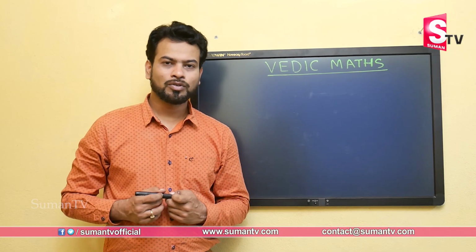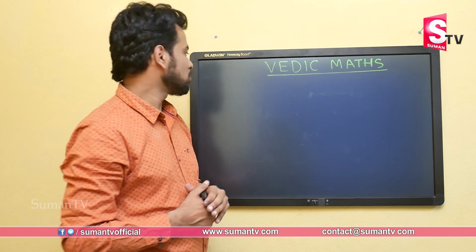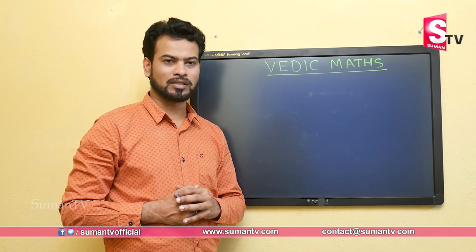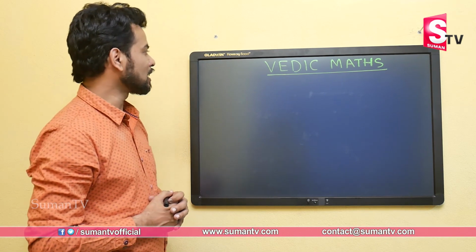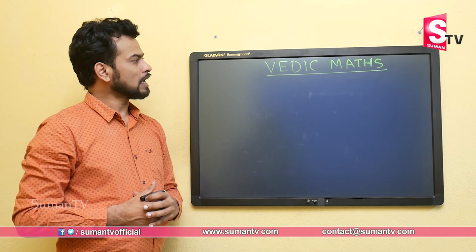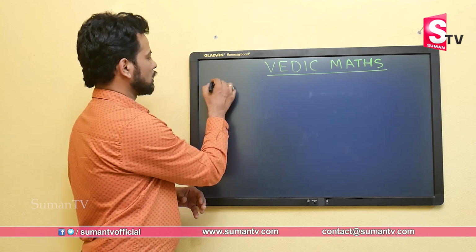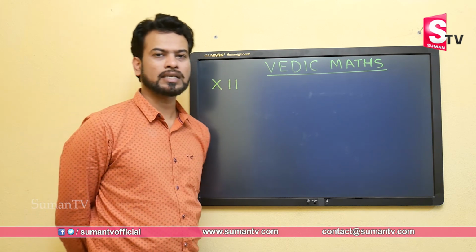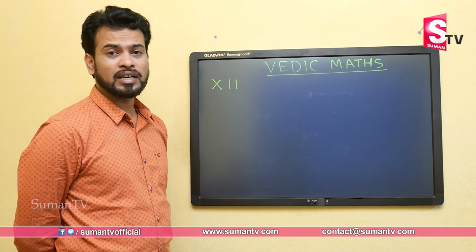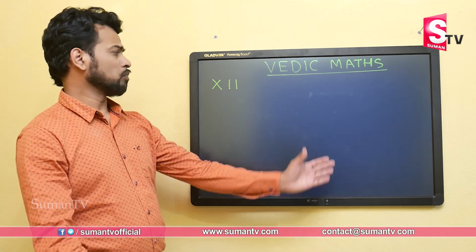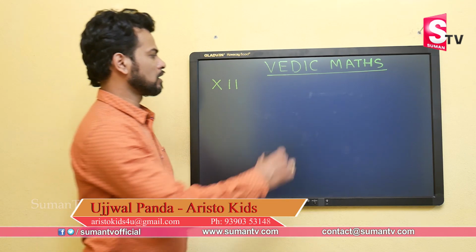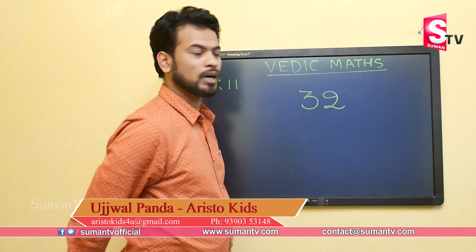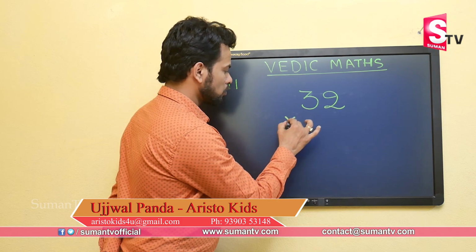Hello all. Today we will learn some tricks of Vedic mathematics in which we can do easy multiplications. Okay? So let's start. We will try some multiplication with 11. Multiplication with any 11. So let's take any double digit number which we need to multiply with 11. So for example, I am taking 32, a number, and I will multiply it with 11.